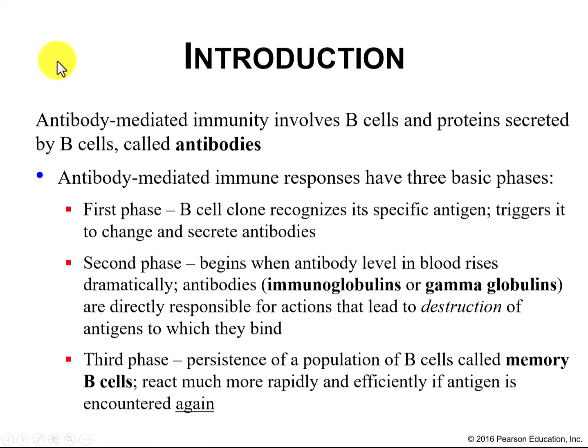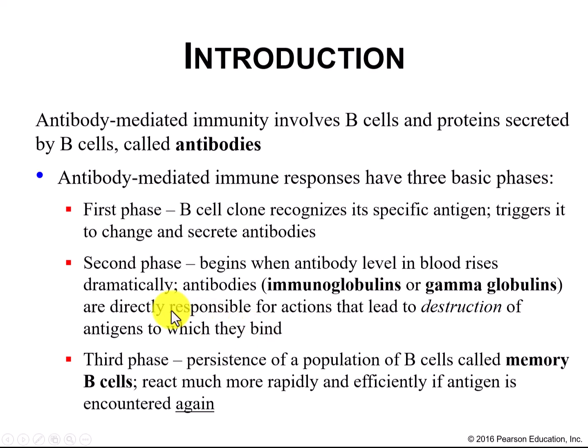So antibodies are made by our B cells. They are proteins secreted by the B cells, and they are also known as immunoglobulins or gamma globulins. Just like with our T cells, B cells are going to recognize a specific antigen, and it will trigger them to change and secrete antibodies to the owner of that antigen.